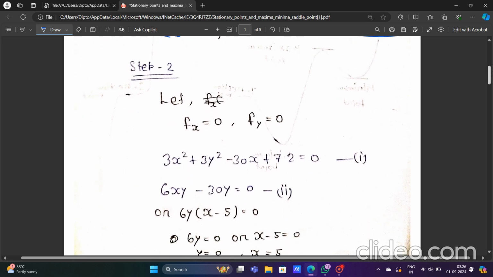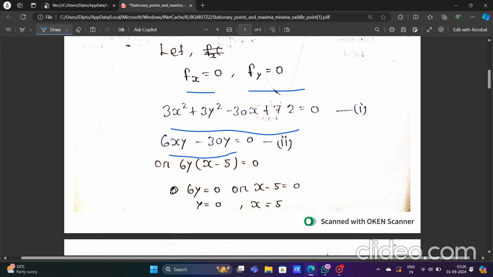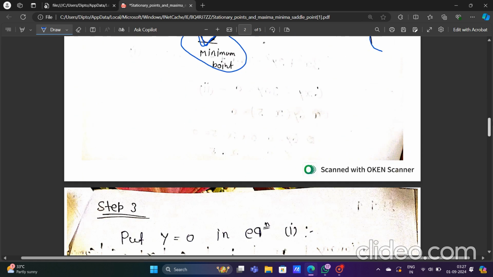Now in the second step we are going to set fx equals to 0 and fy equals to 0. So fx equals to 0 and fy equals to 0, as you can see. Now from the second equation, if we take 6y common, we will get x minus 5 equals to 0. If the product 6y into x minus 5 is equal to 0, then it is possible that 6y equals to 0 or x minus 5 equals to 0. Otherwise the product will not be equal to 0. So in the first case y is coming out to be 0, and in the second case x is coming out to be 5. Now how to find out the maxima and minima?